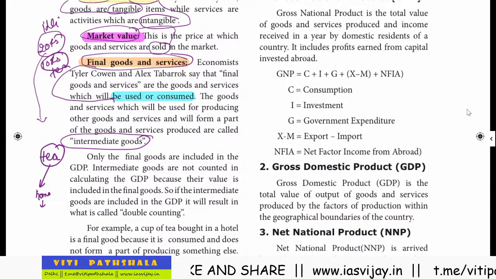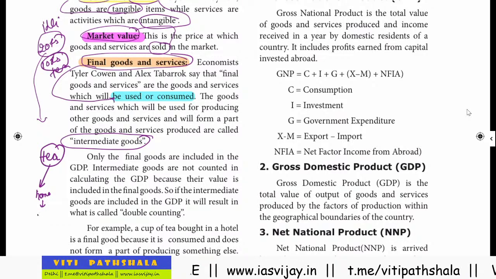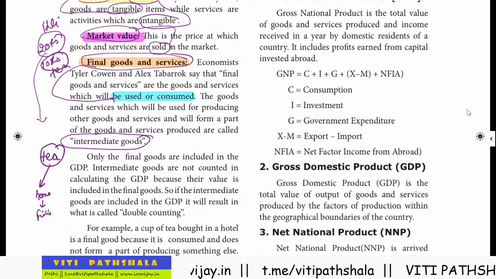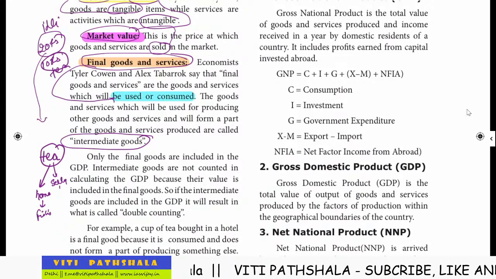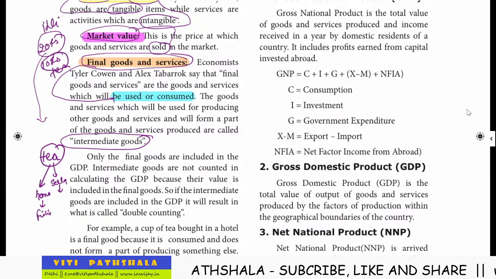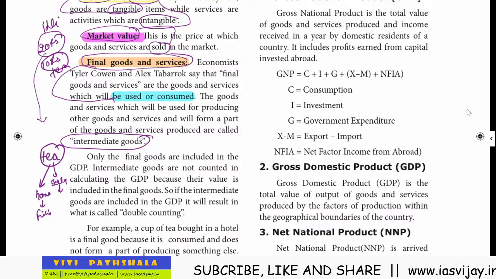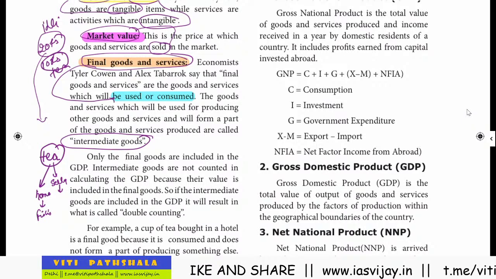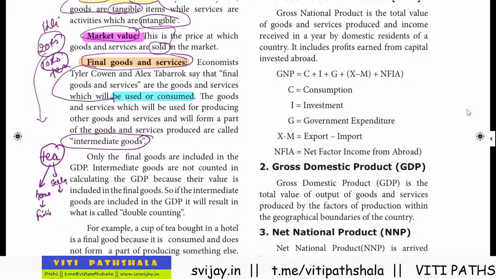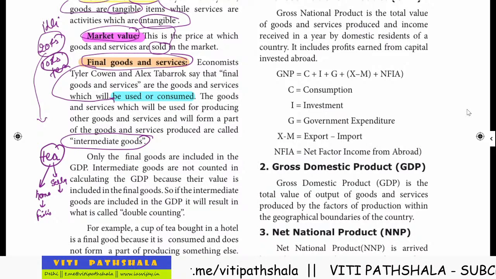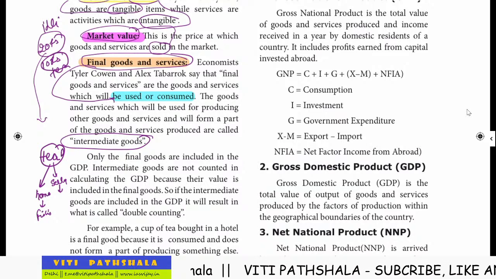If you use the tea at home, it becomes a finished good. Whereas the tea bought by the tea seller, he would be turning that tea into an intermediate good. He would be buying it and he would not be consuming it, but using it in making the tea and thus selling the tea. So I'm talking about the tea leaves.